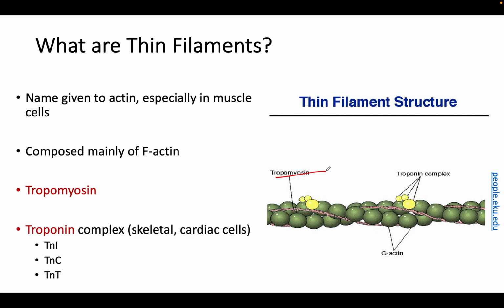And then the troponin complex of proteins, troponin I, troponin C, and troponin T. This complex is found in skeletal muscles, like the ones in your arms and legs, and also in the muscle cells of the heart or cardiac cells. They're supremely important. So you're going to learn more about these in the MSK system, but I do want you to know about them right now.